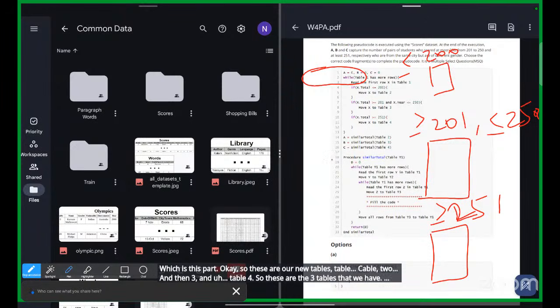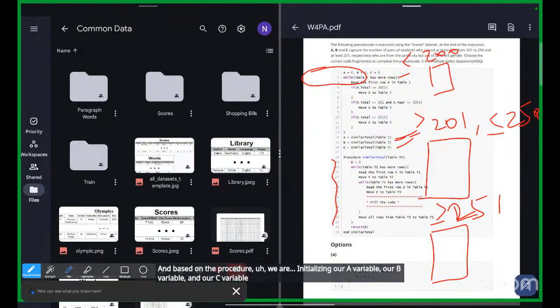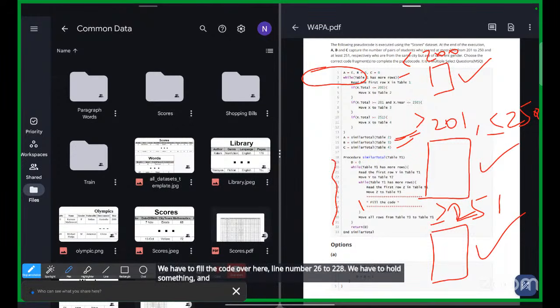Then we have a procedure over here, and based on the procedure, we are initializing our A variable, our B variable, and our C variable. A is checking in table 2, B is checking in table 3, and C is checking in table 4. And we have to fill the code over here, line number 26 to 28. We have to fill something. And the condition, if you see, we have some condition over here.